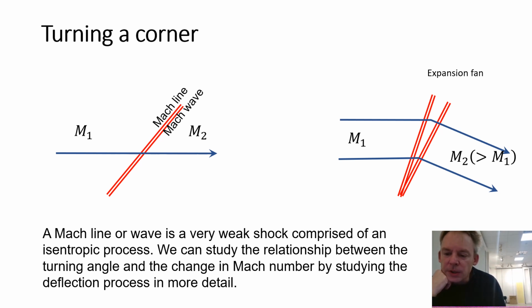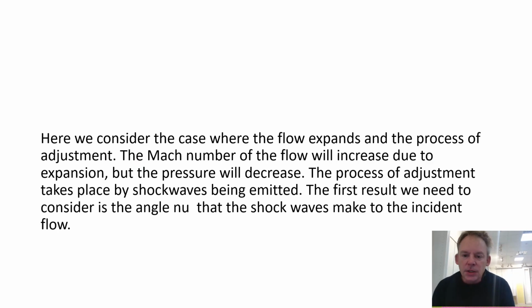And so what we do here is we take this case of a very weak Mach wave or Mach line, and to see the consequence of having a number of those together. And what we see is that's able to account for the flow turning the corner. Let's see how that happens.